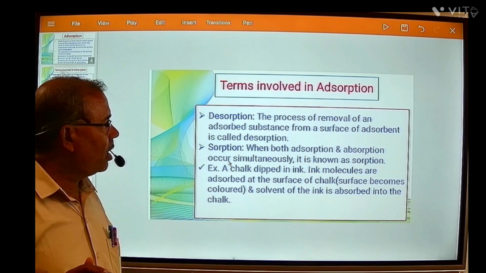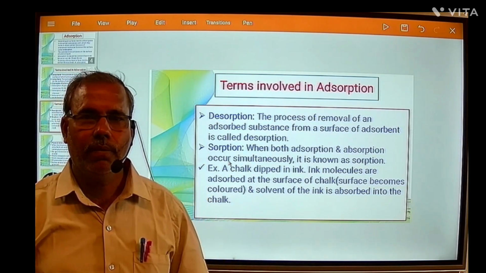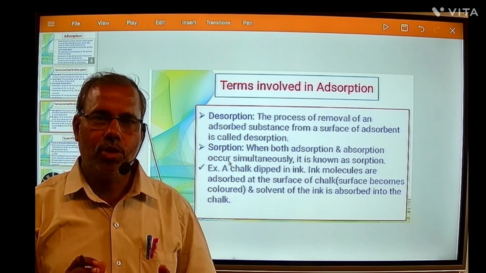So these are the terms involved in adsorption. We shall stop here in this video.